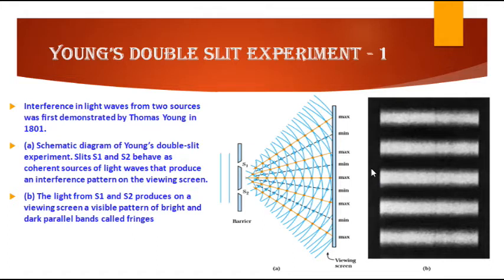Now it is a very important topic which we are going to start: Young's double slit experiment. Interference in light from two sources was first demonstrated by Thomas Young in 1801. In the figure you can see there are two figures, A and B. A is the diagram of the apparatus for Young's double slit experiment.